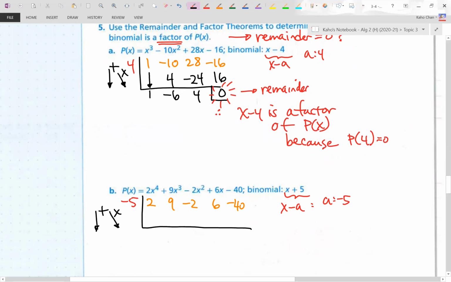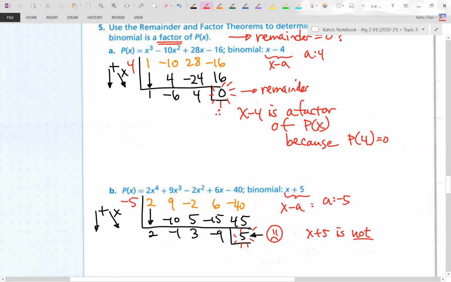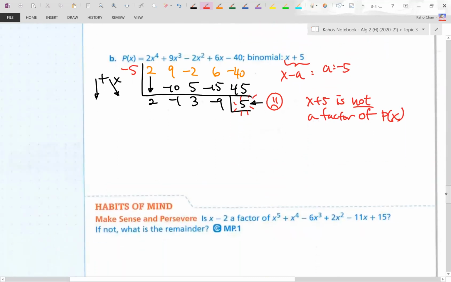Let's do it. Here we go. 2, -10, -1, +5, 3, -15, -9, +45. Bam. Sad face. My remainder is 5. Which means x plus 5 is not a factor of p of x. Womp, womp, womp, womp. All right.